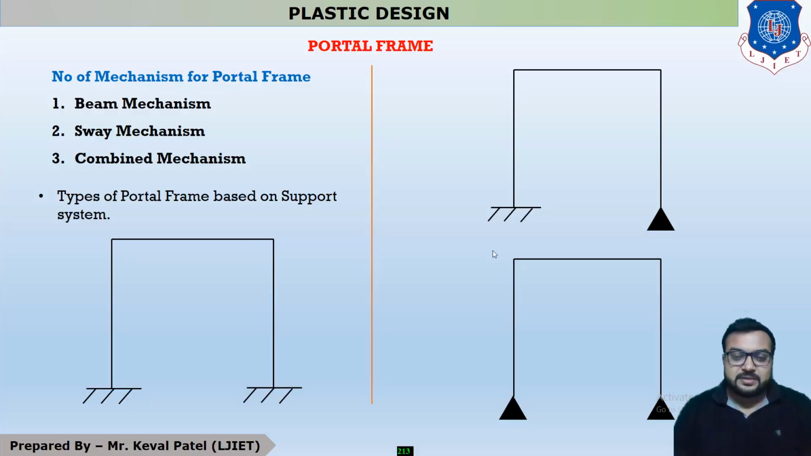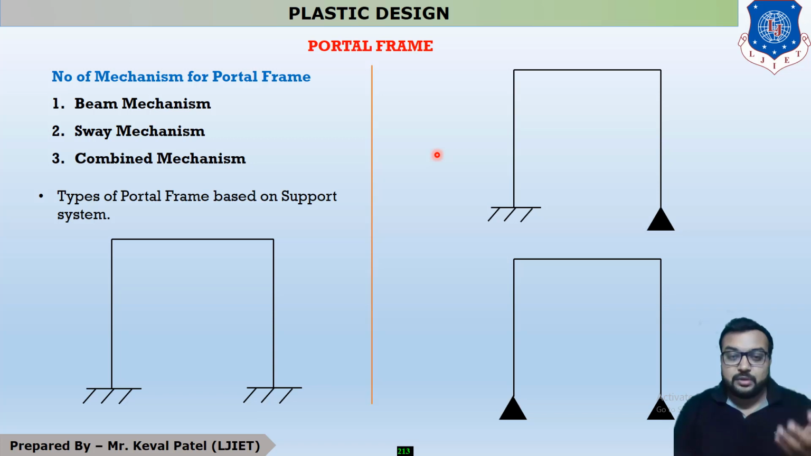In this lecture, we will discuss one example of a two-span continuous beam in which there are two different plastic moments of resistance. After that we will discuss our portal frame. In a portal frame there are three mechanisms. First one is beam mechanism, second one is sway mechanism, and at last it is combined mechanism. After that we will discuss the portal frame based on their support systems.